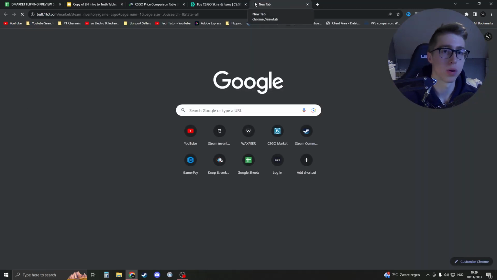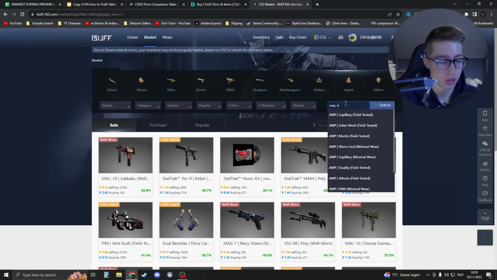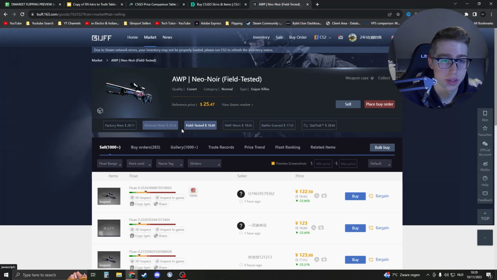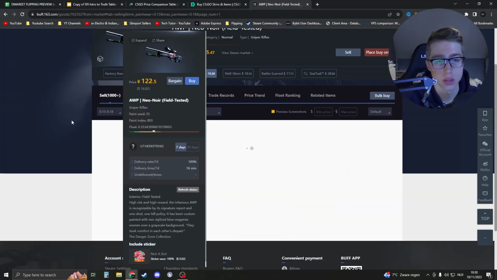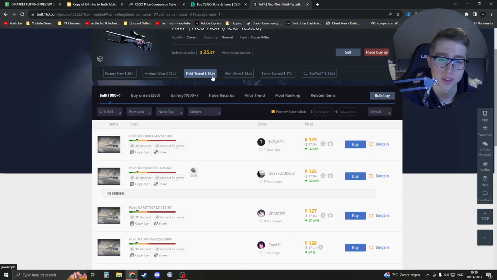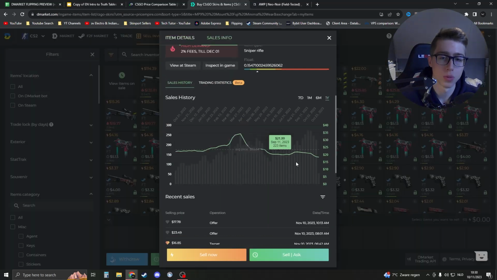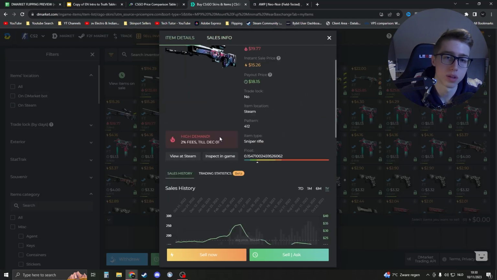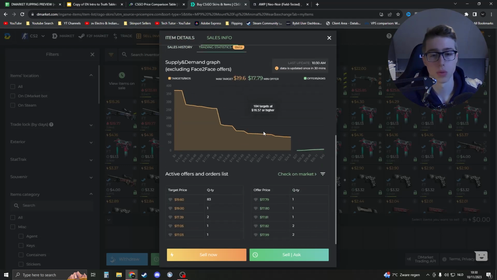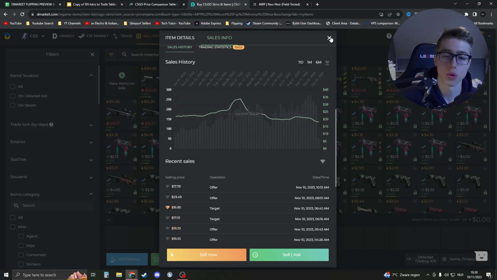Well, basically go to Buff163, go to the market, search for the overpay on Neo-Noir, Field-Tested. Okay, is there a difference between Minimal Wear and Field-Tested? Yeah, it's a pretty decent difference. Go take a look at 0.15 and 0.18. It's a very small overpay, so I know it doesn't really matter that much. Yeah, this will be a little more overpay, but we want to sell it quickly, so you can sell it for a little bit more. Just put it on sale right now when it's not tradable, and then when it's tradable, sell it for a little bit lower. That's how I would go about doing this.